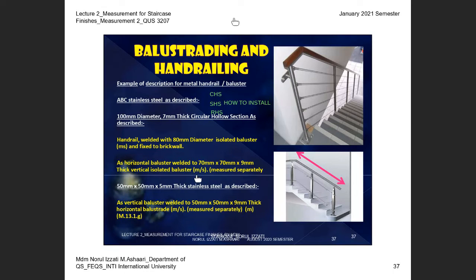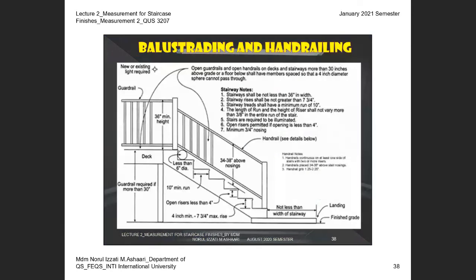The word MS refers to measured separately, where you cannot measure this one together. Even though you put here welded to isolated baluster, this isolated baluster must be measured separately. The key point under section P is every single item must be measured separately. For example, if we have vertical baluster, if we have horizontal baluster, all of that must be measured separately. Vertical, horizontal must be measured separately in meter. So you only have to scale.